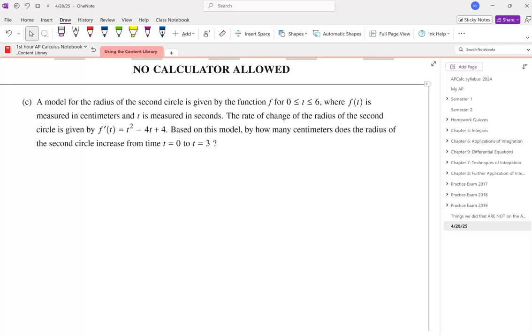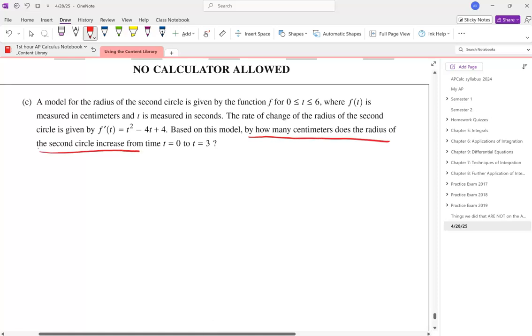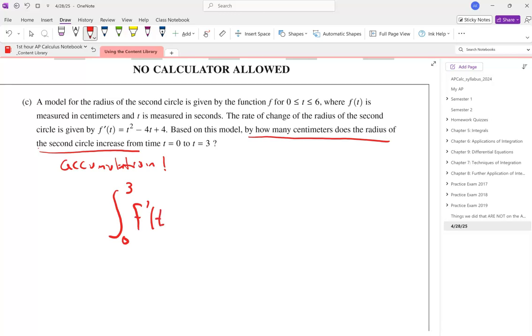So what we want to do is, when I hear this, I hear this as an accumulation problem. When I think of accumulation, what calculus operation am I thinking about? The integral. So I'm going to be integrating from 0 to 3 the rate at which the radius is changing. Everybody's okay with that? So that'll tell me how much total the radius changed over that time.